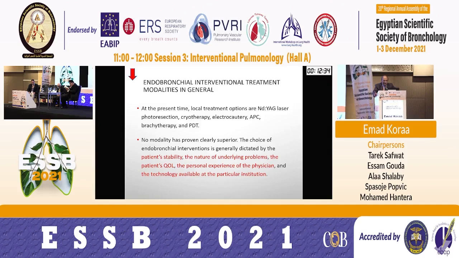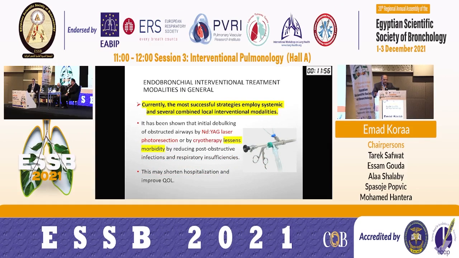So in general, at the present time, local treatment options include the Nd:YAG laser photoresection, cryotherapy, electrocautery, argon plasma coagulation, brachytherapy, and photodynamic therapy. Actually, no modality has proven clearly superior to the others, and the choice of the endobronchial intervention is generally dictated by the patient's stability, the nature of the underlying problem, the quality of life of the patient, the personal experience of the physician, and the technology available in the particular institution.